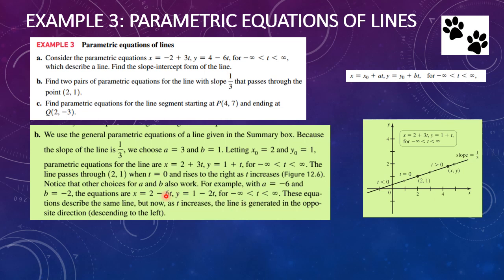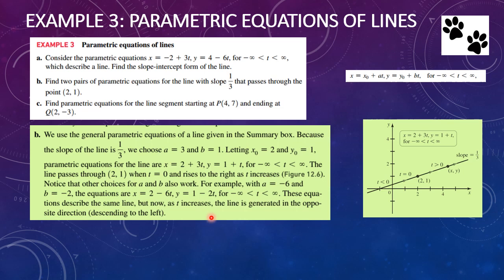Notice that other choices for a and b also work. For example, a equals negative 6 and b equals negative 2. The equations are x equals 2 minus 6t and y equals 1 minus 2t. These equations describe the same line. All we've done is multiplied both a and b by a common constant, in this case negative 2. And that was that k factor we talked about at the end of the last definition. If we multiply a and b by the same value, then we basically have the same line.